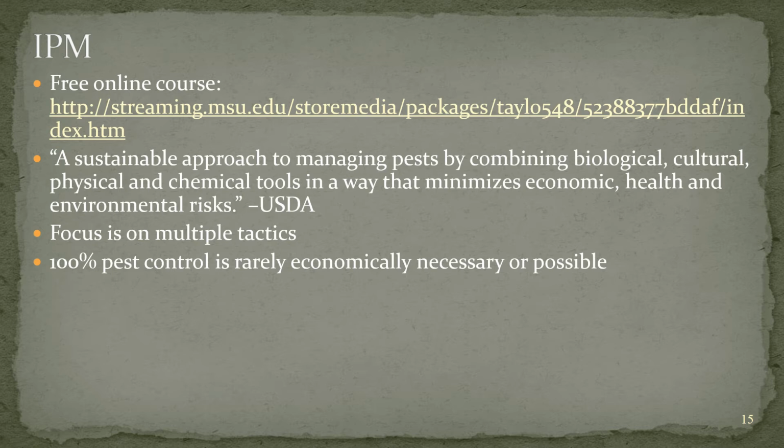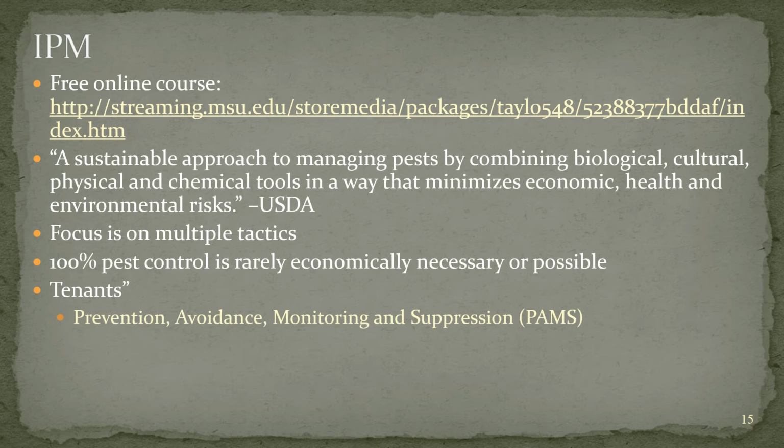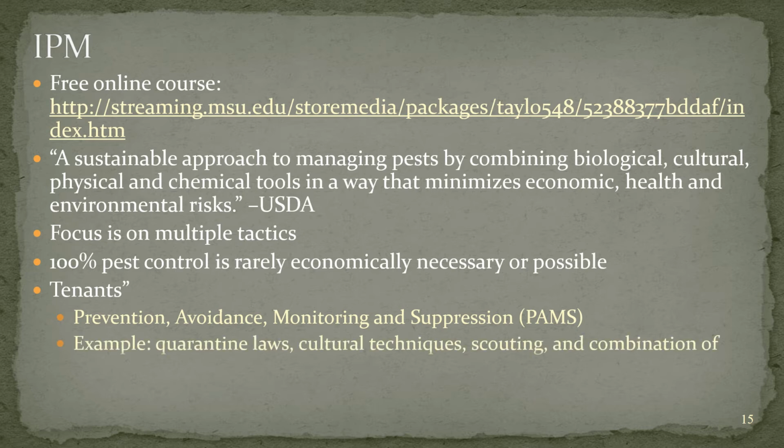100% pest control is rarely economically necessary or even possible. And then ultimately, the tenets of this tactic are prevention, avoidance, monitoring, and then suppression. We call this PAMS. For example, we utilize quarantine laws to make sure that we avoid bringing in pests. We use cultural techniques, scouting, and a combination of tools to suppress populations.